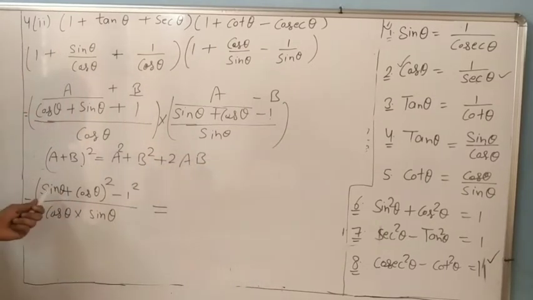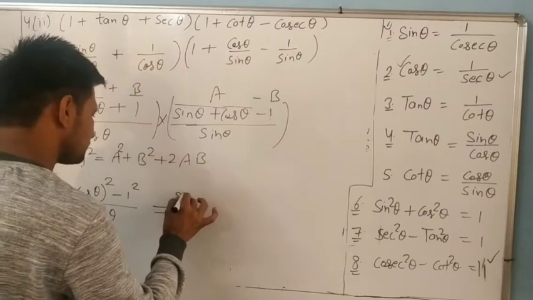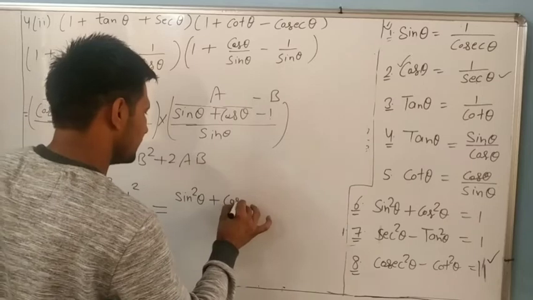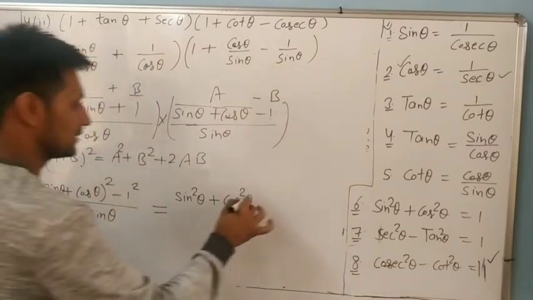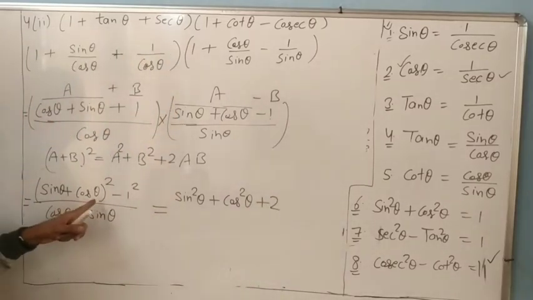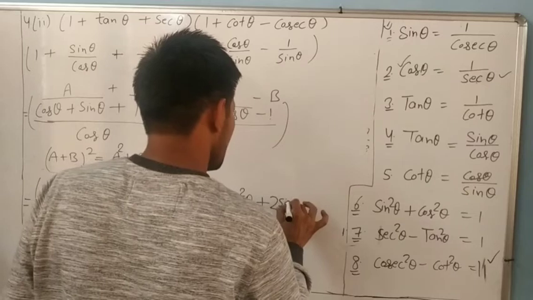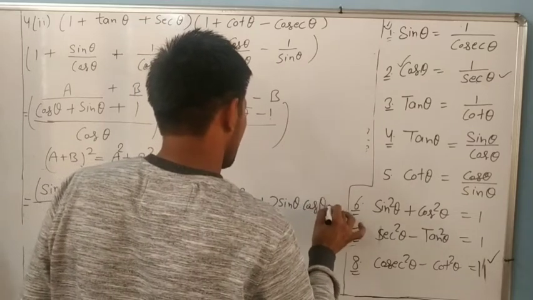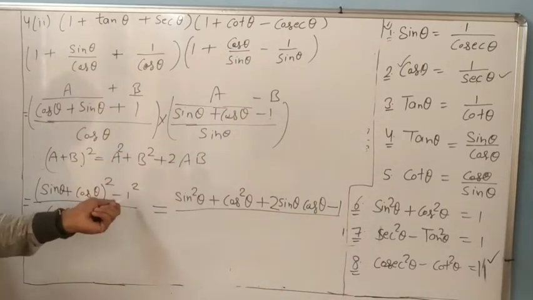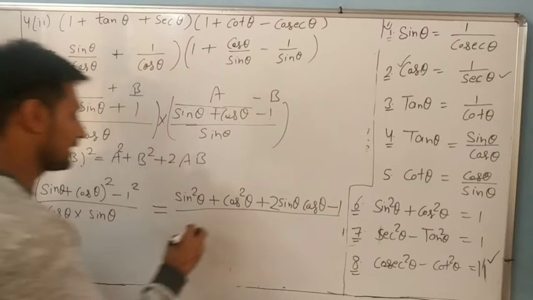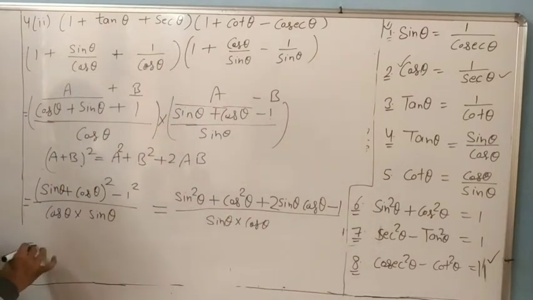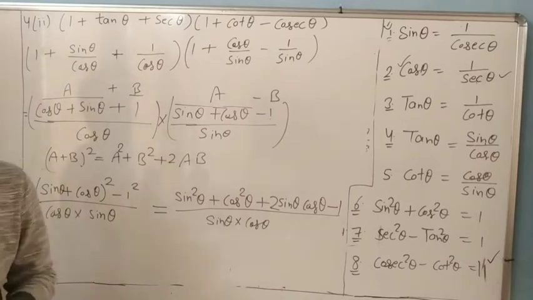Look at now. Sin square theta plus cos square theta plus 2ab. 2 into a is sin, b is cos. So 2 sin theta cos theta, and minus 1 square, which is 1. So divide sin theta into cos theta. Nothing we have to change there. We have to only take LCM and solve them.